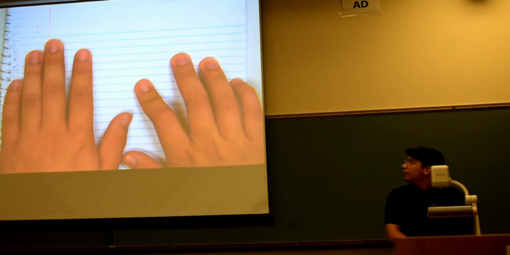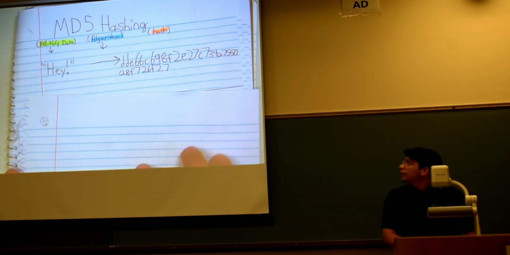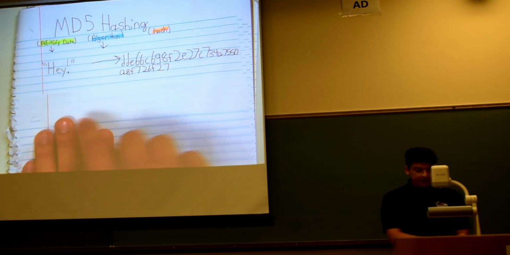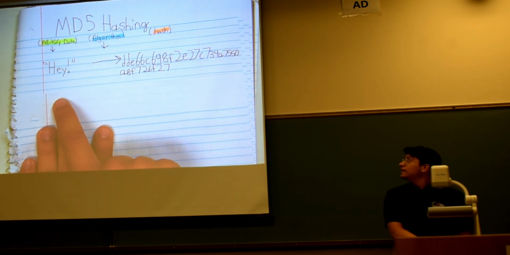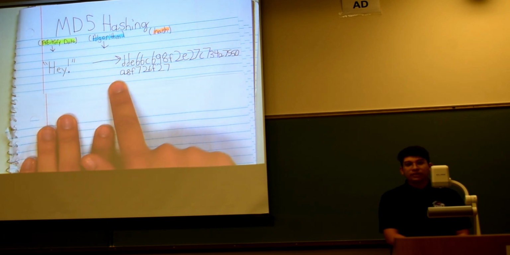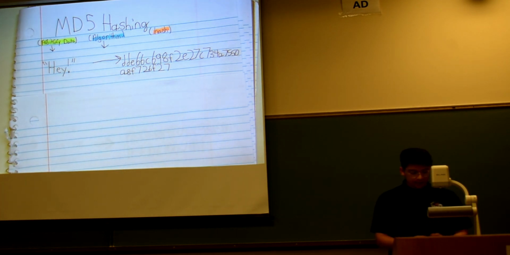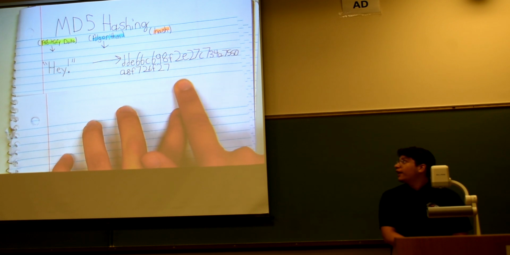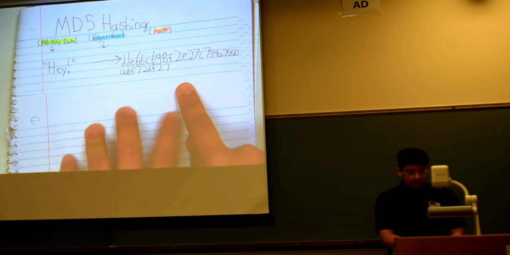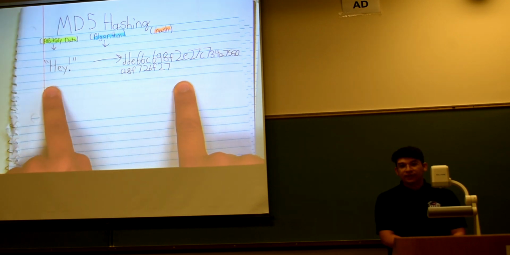For example, we have our arbitrary data here, which just says, "hey." We would run this data through the algorithm, which is just a series of mathematical functions, to create this unique identifier. This is a series of 32 characters, and it's always going to match this.